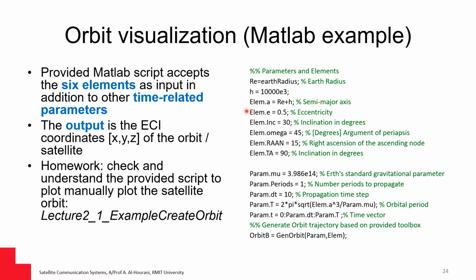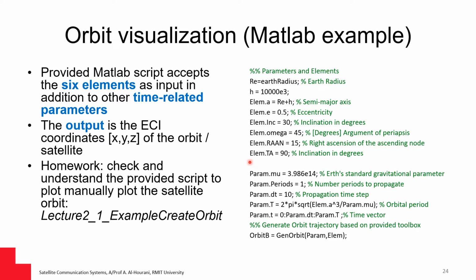I'm also entering the eccentricity. I'm having an inclination, the omega. This is the small omega, which is the argument of periapsis. And we have the big omega, which is the right ascension of the ascending node. And also we have the initial true anomaly. So in total, we have 6 parameters describing the orbit of the satellite.